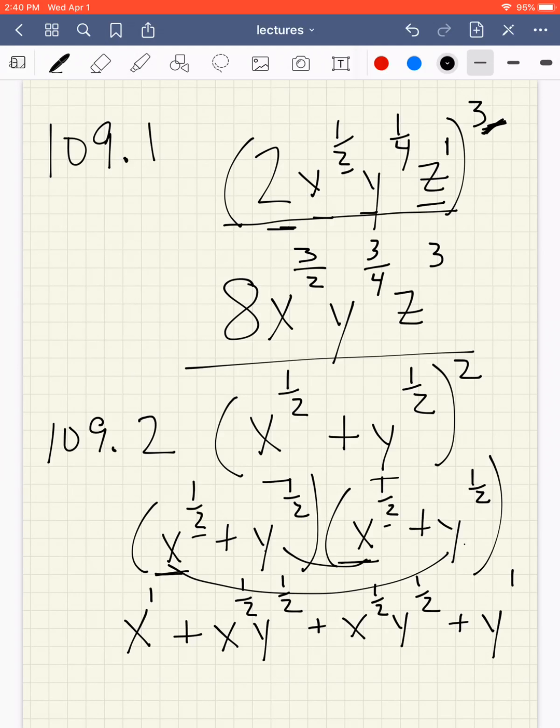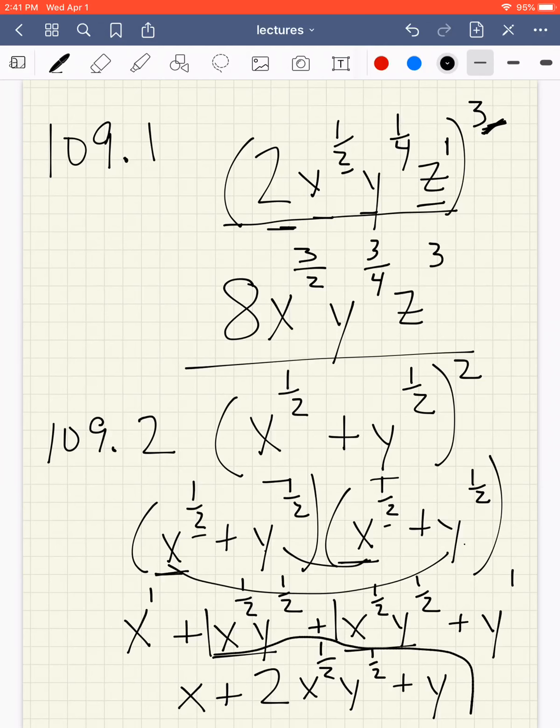Well, you probably realized as we were writing this down that these two are like terms. X to the 1/2, y to the 1/2. X to the 1/2, y to the 1/2. So there's an understood 1 in front. So that would be 1 plus 1. So this will be x plus 2x to the 1/2, y to the 1/2, plus y to the 1. So remember, when you have more than one term in a parentheses raised to a power, you can't just raise each thing to that power.